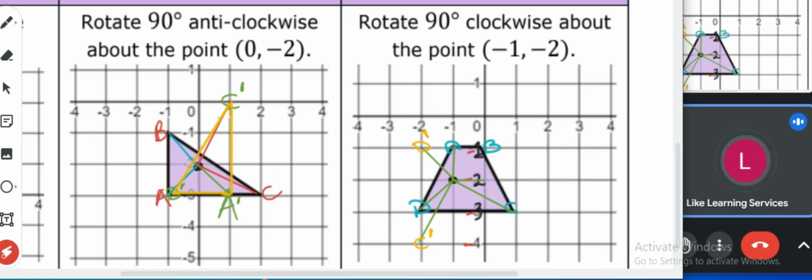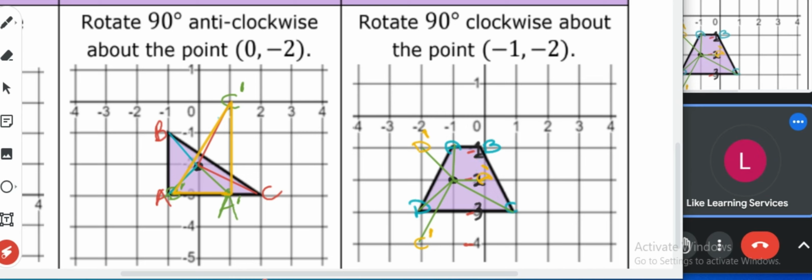Mark A with a yellow line. You see, it's always important that you mark any point you get. If you don't, you will just get confused. You won't know where you marked, because you are going to be joining one point to another. So that's your A prime. Good.